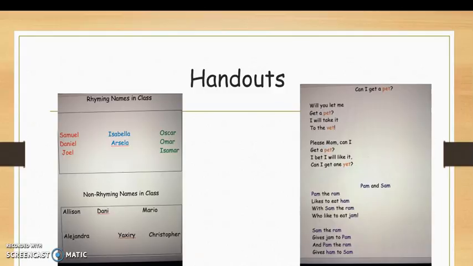And here are some handouts that will be given to students. The first one on the left, that's the one that will be given on day one when students will be hooked into the lesson. They will be given this handout for them to visually see which of the names in the classroom are the ones that rhyme and which ones do not rhyme. On the right hand side, that's the handout that will be given along with one of the PowerPoints, the one on the poems, for kids to visually see which are the words that rhyme.